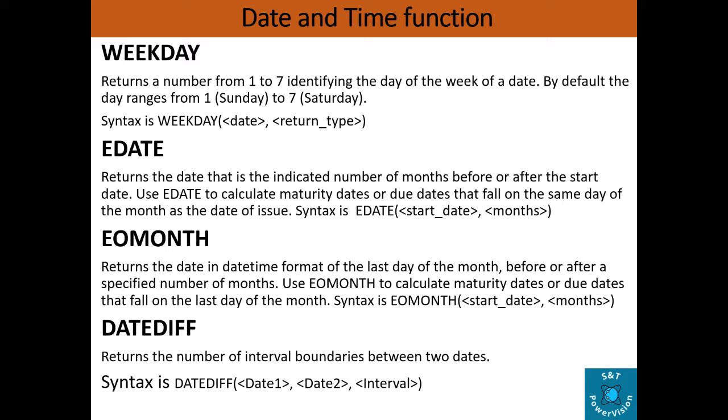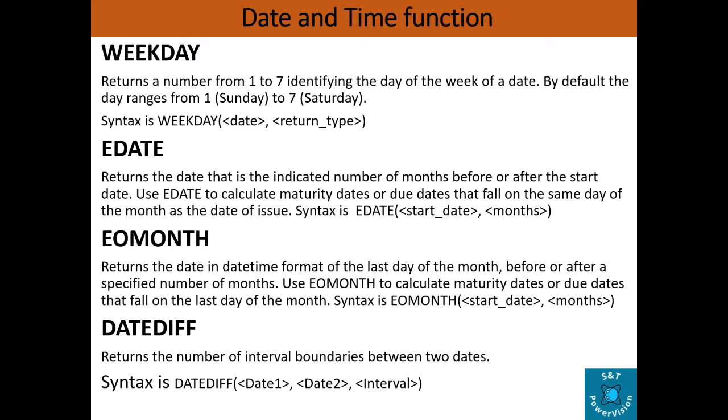First and very important date and time function is WEEKDAY. Basically, WEEKDAY returns a number from 1 to 7 identifying the day of the week of a date. By default, the day ranges from 1 to 7 only, and its syntax is WEEKDAY. It will take a date as the argument and a return type.